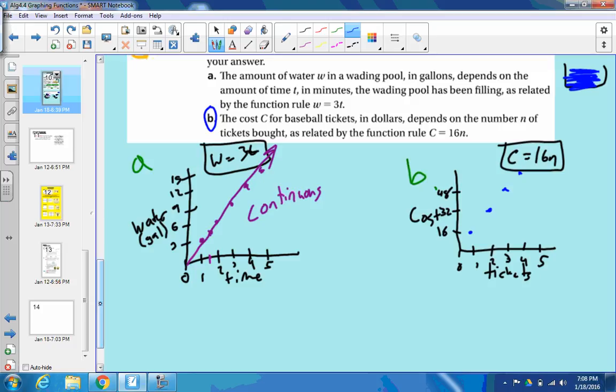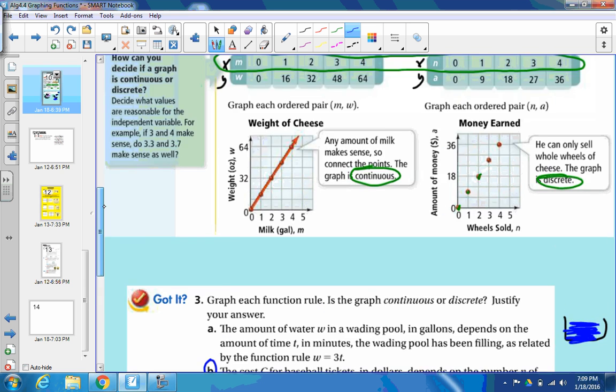Now the question is, could we continue? Could there be in-betweens? So let's look here. Could you have 1.5 tickets? I don't think so. I don't think they allow you to buy half tickets. So this one would stay like this. This would be discrete. We would not connect the dots. So it would be a discrete graph. All right? And that is the difference between continuous and discrete.